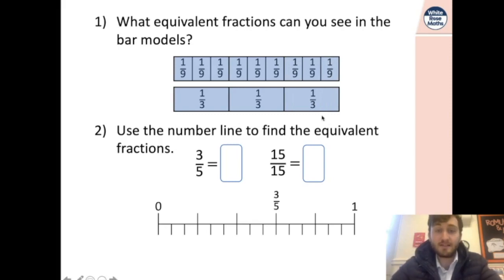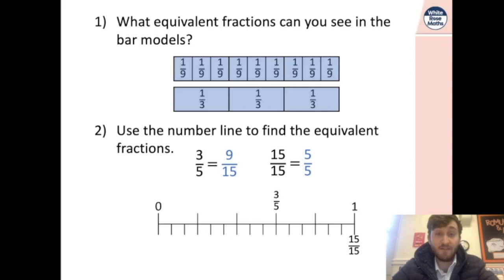Next says use the number line to find the equivalent fractions. I've already put 3/5 here. So just the exact same here as I did on this one. I can go down and I can see that 3, 6, 9 15ths is equivalent to that. And then 15 15ths is equivalent to 1. Or even 5/5, can't I?